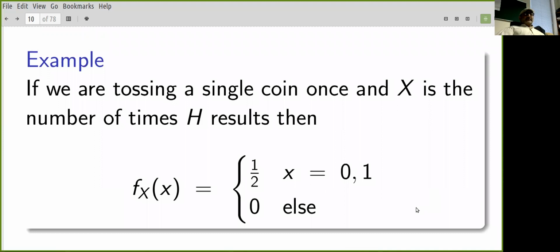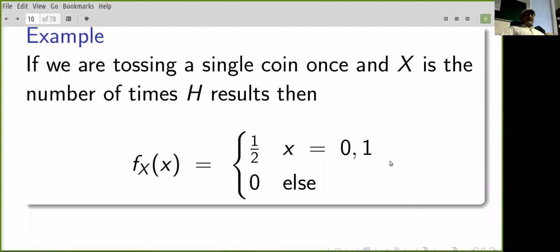So if we're tossing a single coin once, and x is the number of times that H results, then f of x is equal to 1/2 for x equals 0, 1, and it's 0 otherwise. So again, this is an example of a discrete uniform random variable, and here our n is 2.